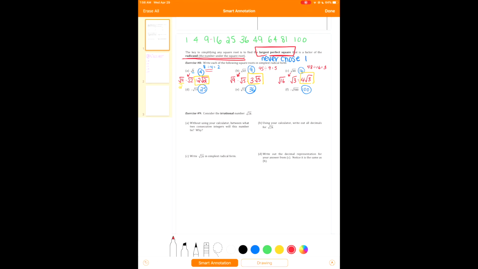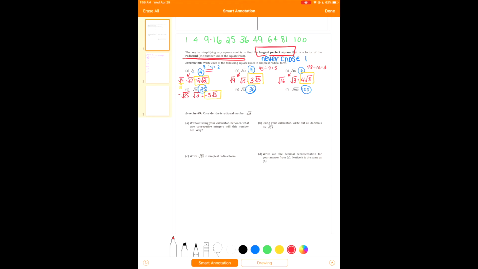Moving on to D, I have a negative hanging out on the outside, so I'm just going to leave that. That doesn't affect my answer. And then I'm changing this to radical 25, because that's my largest perfect square, times radical 3, because 25 times 3 is 75. Radical 25 simplifies to 5. Keep my radical 3, and my negative hangs out on the outside of my radical.